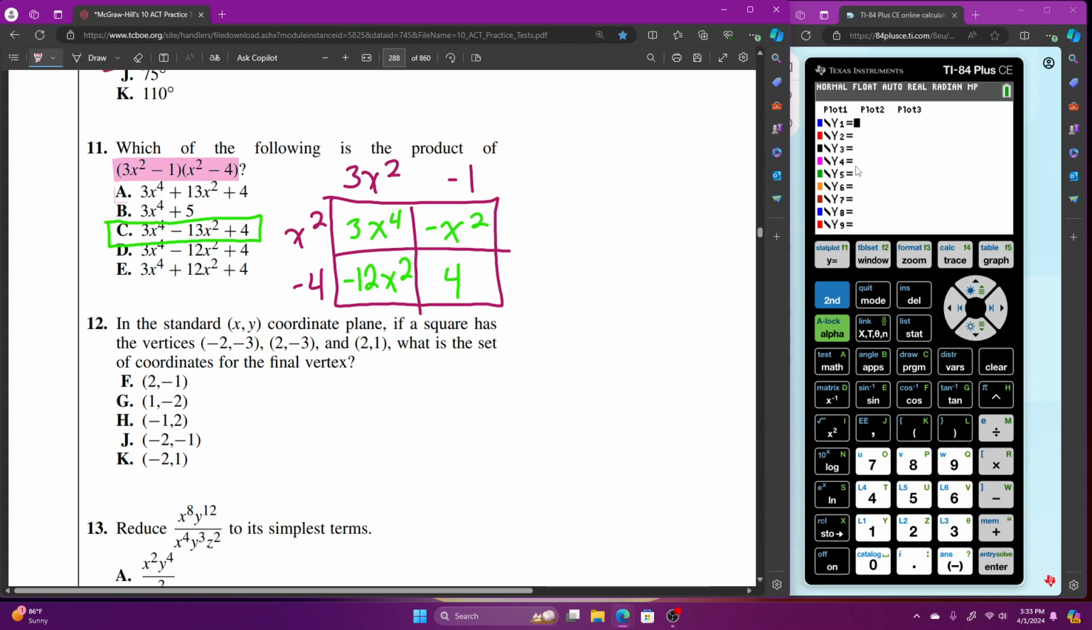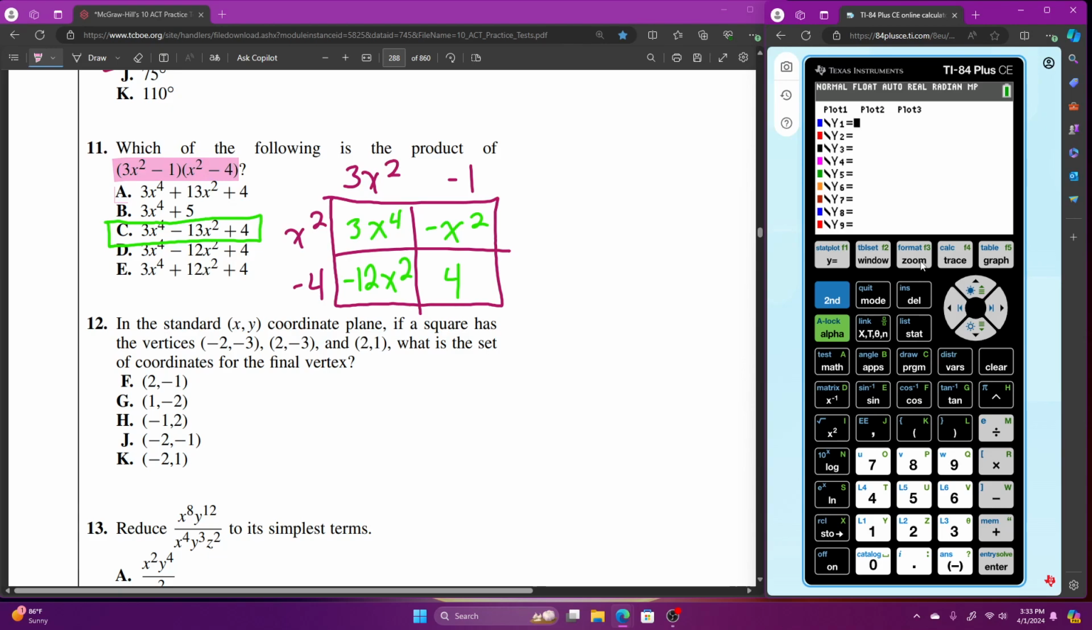Right here into our y equals on the calculator. So parentheses 3x squared minus 1, parentheses, x squared minus 4. And we'll get a graph for this. Then, to find our answer, we need to look at our answer choices and see which one has a graph that matches. So I'm going to come down to my y2. I'm going to try A.